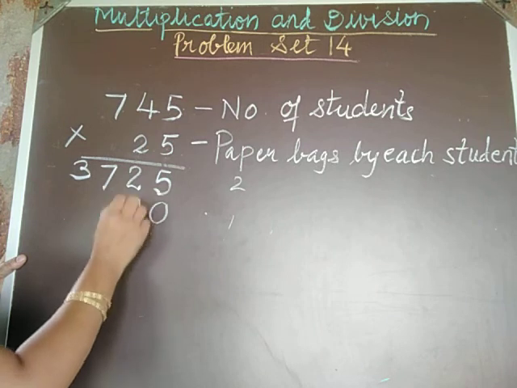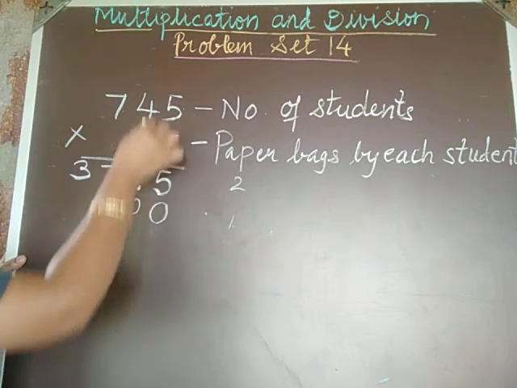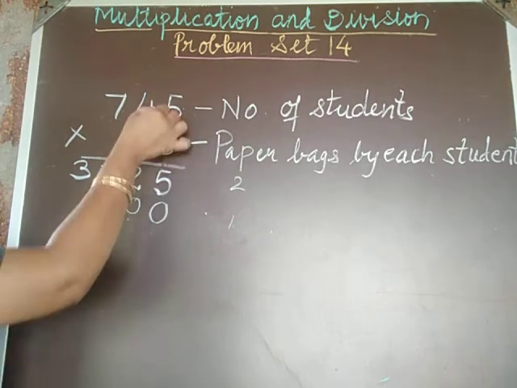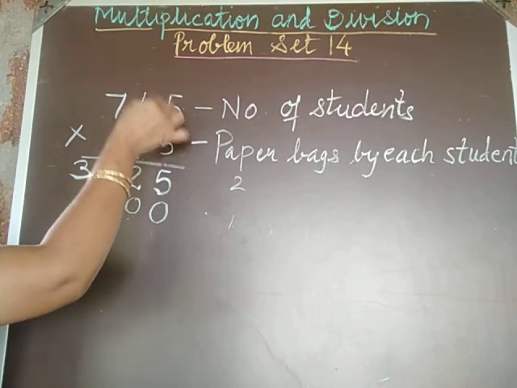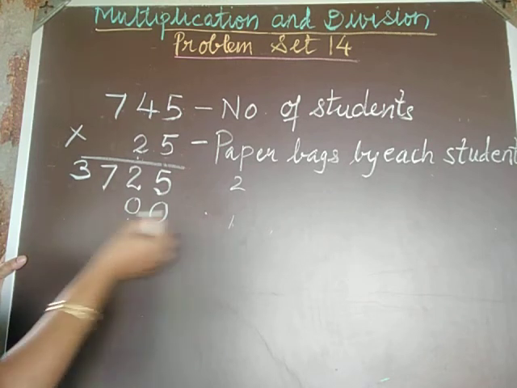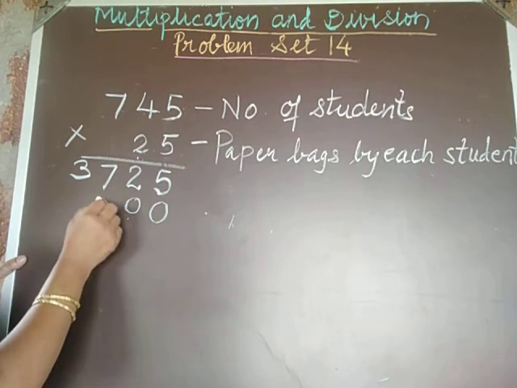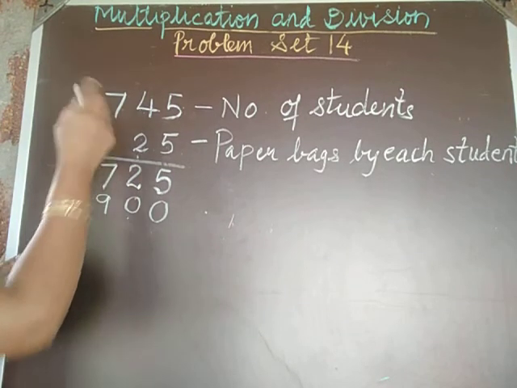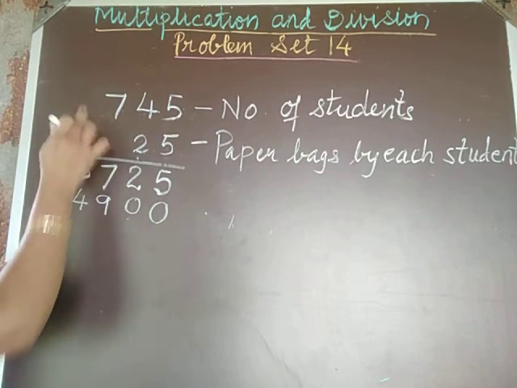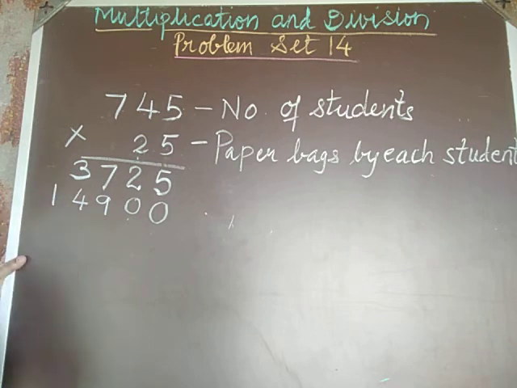So we have written 0 here, 1 is carried. Now we have to multiply 4 with 2, 4 2s are 8, or 2 4s are 8. 8 plus 1 is 9. 7 2s are, or 2 7s are 14. So there is no more number to carry, so you will write 14 as it is.